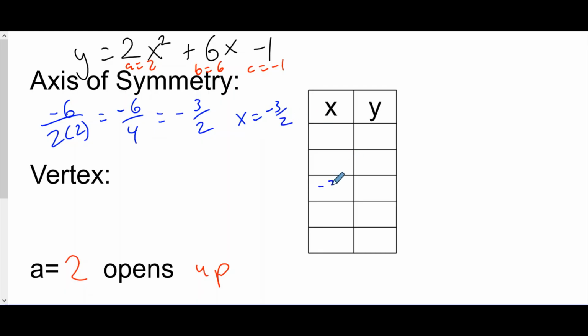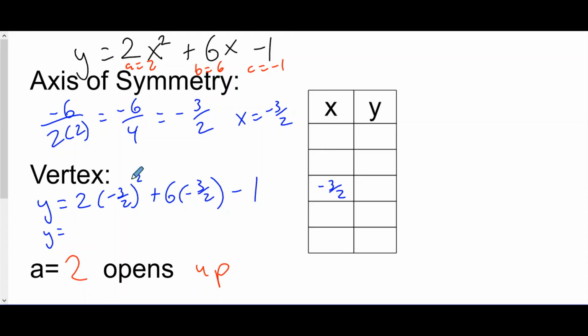So I will put that here. Unfortunately, we'll have to do a little bit of math with the fraction. If I want to find my vertex, I'll be putting -3/2 into this equation to get the y value. So 2 times -3/2 squared plus 6 times -3/2 minus 1. All right, so if I square this, we're going to get y equals a positive 9/4, because remember negative squares can be positive, and you square both the top and the bottom.